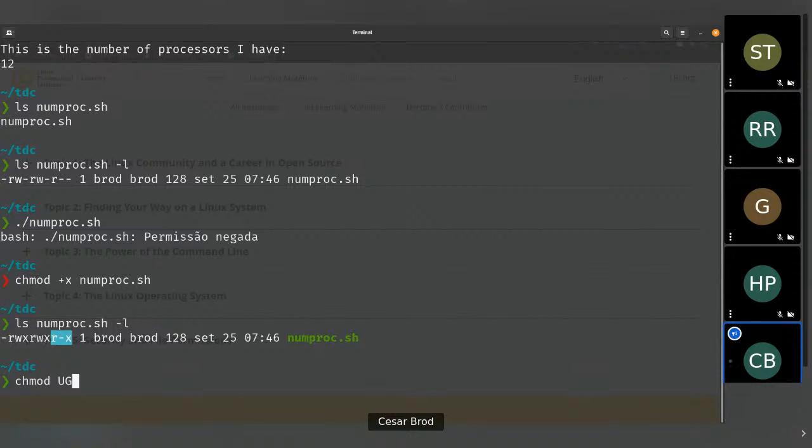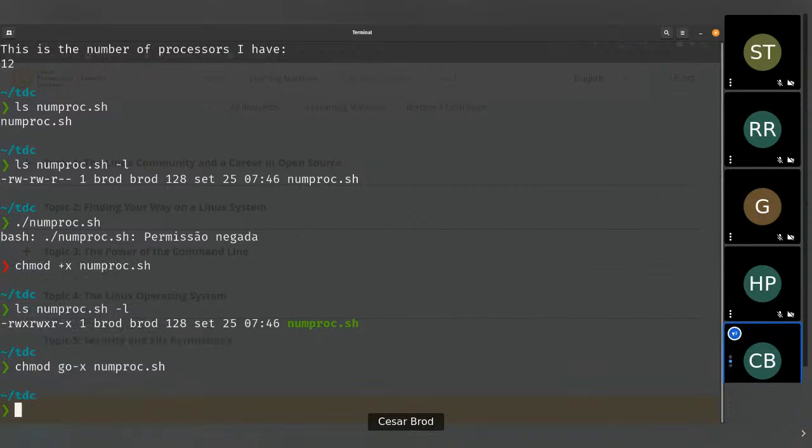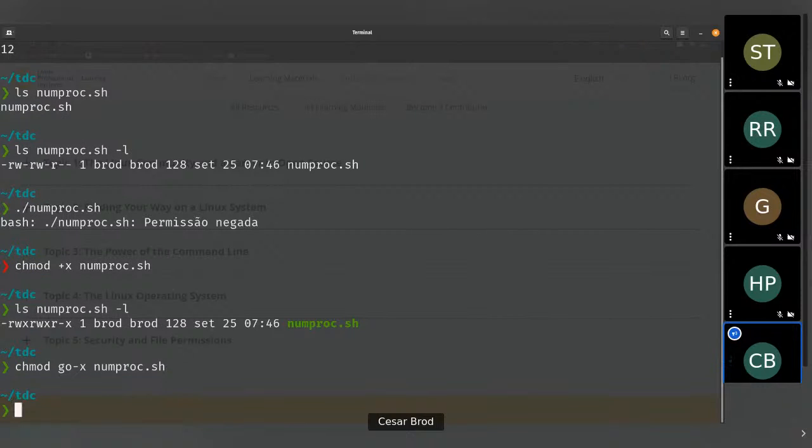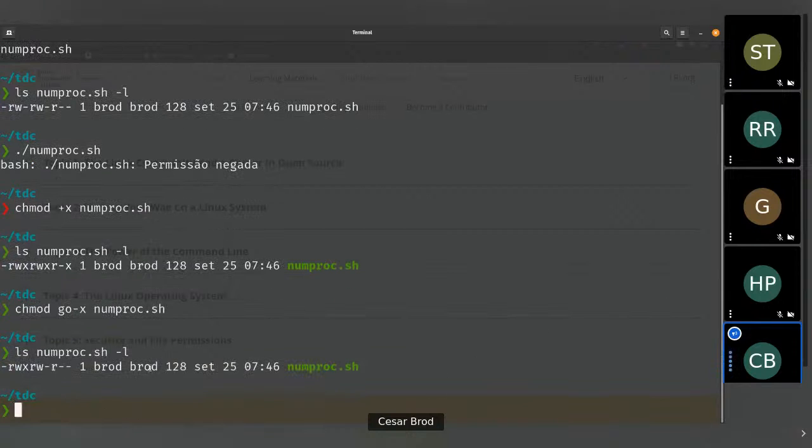So people that belong to these groups would be able to do things if I gave them the permissions in the group. So think about the first three letters for user, the ones in the middle are for the group, and the ones here at the right are for others, everyone in the system. So I will say chmod for the group and for the others, -x for this program numproc. Now let's take a look. So you see now only I can execute.